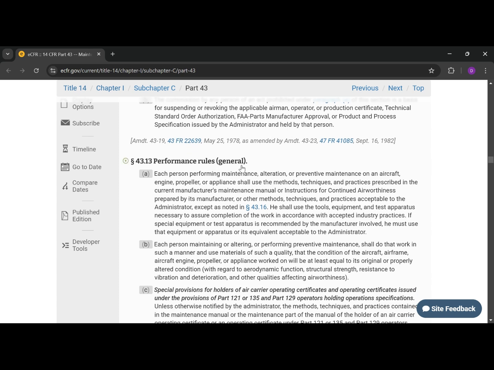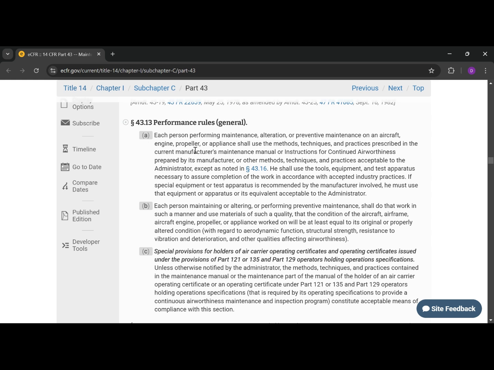43.13, performance rules, general. Each person performing maintenance, alteration, or preventive maintenance on an aircraft, engine, propeller, or appliance shall use the methods, techniques, and practices prescribed in the current manufacturer's maintenance manual or instructions for continued airworthiness prepared by its manufacturer, or other methods, techniques, and practices acceptable to the administrator except as noted in 43.16.